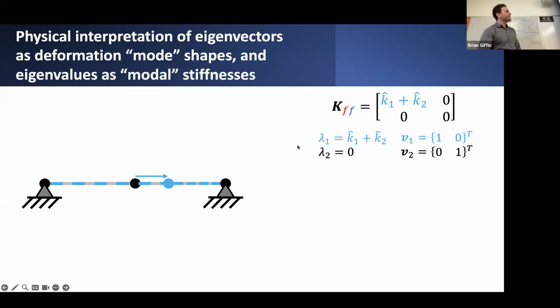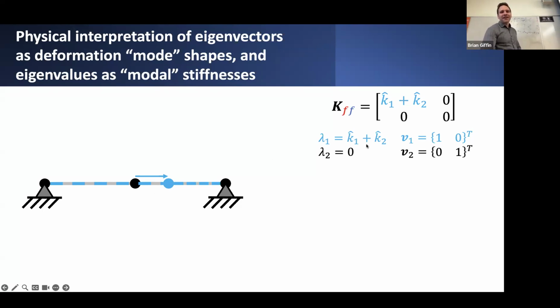Now, it turns out that the resistance to this particular mode of deformation corresponds to the eigenvalue associated with this eigenvector, or in other words, k1 plus k2. And that makes good sense because this truss bar is resisting that deformation of this node to the right, in the same way that this truss node should be resisting it by pushing back against this motion.